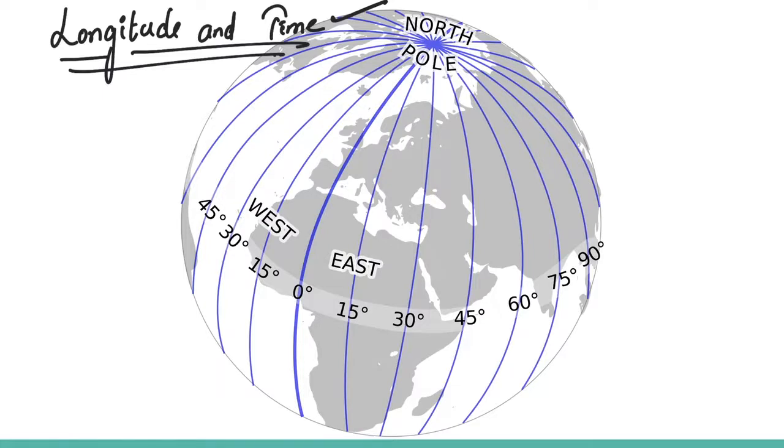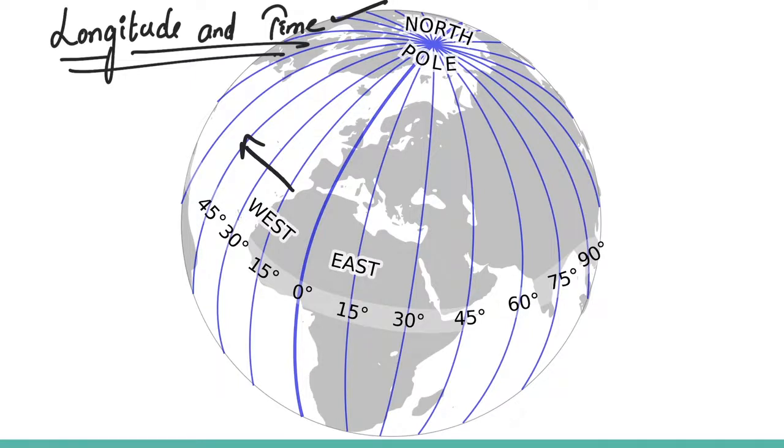When the prime meridian of Greenwich has the sun at the highest point in the sky, all the places along that meridian will have midday or noon. We learned that the earth rotates from west to east, and all the places which are east of Greenwich will be ahead of the Greenwich time, and those to the west will be behind it.